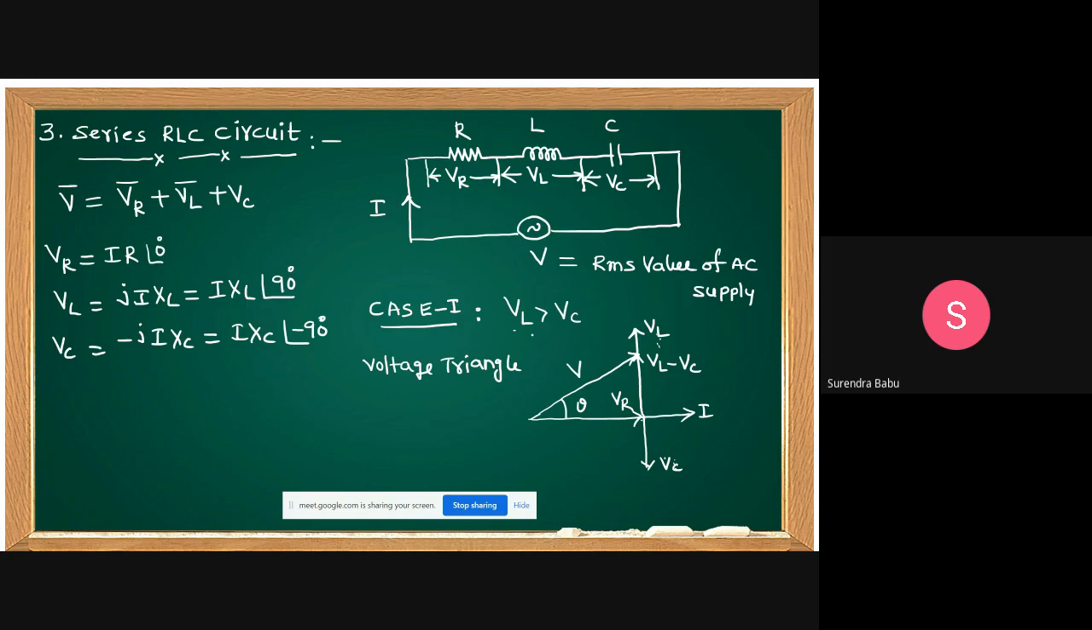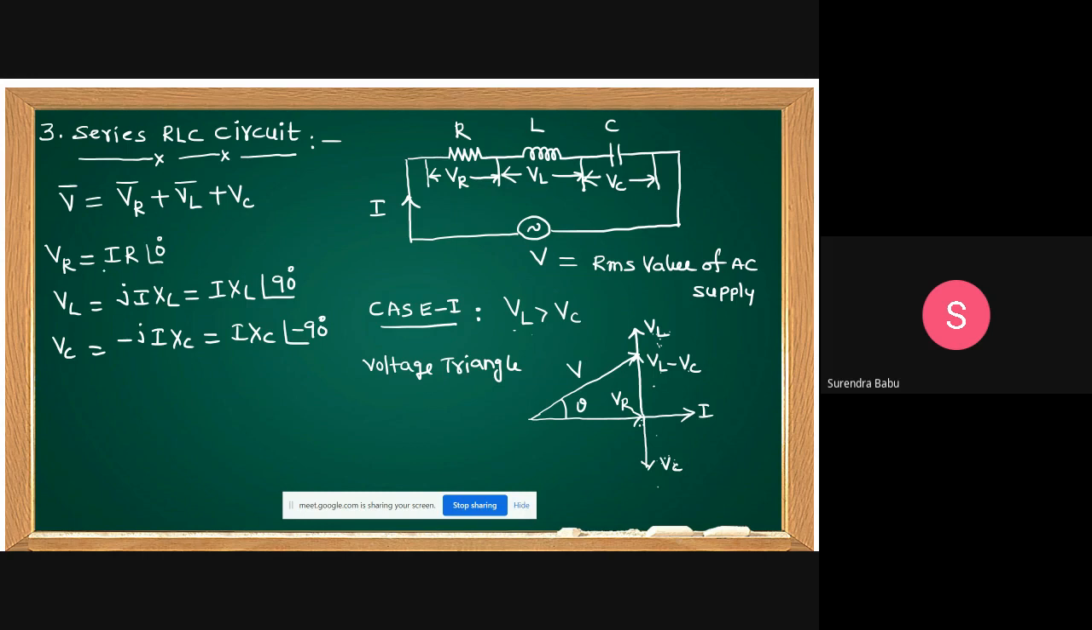Students, I have taken VL greater than VC. These two are opposite, VL and VC are opposite, which means the resultant is the difference between these two. Because VL is greater than VC, as I assumed, the resultant lies on the VL side. That is VL minus VC. Now this is VR and VL minus VC.